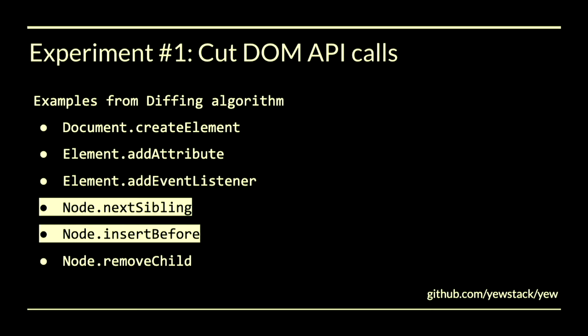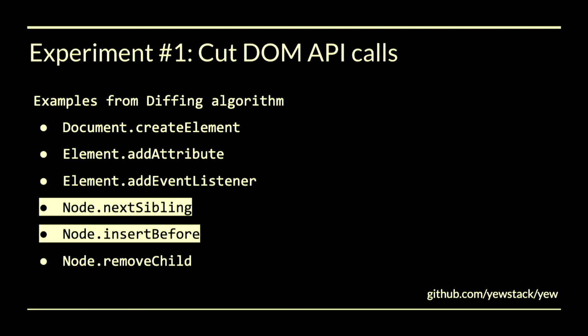Okay. So we notice that we're always tracking the node before where we want to insert the next node. But you'll notice there's only an insert before. There's no insert after call. So every time we're saying, get the next sibling and then insert it before. So that's an extra call that maybe we don't need.